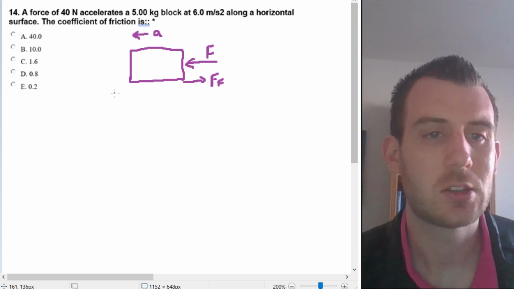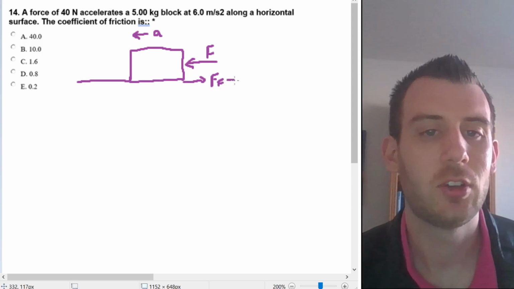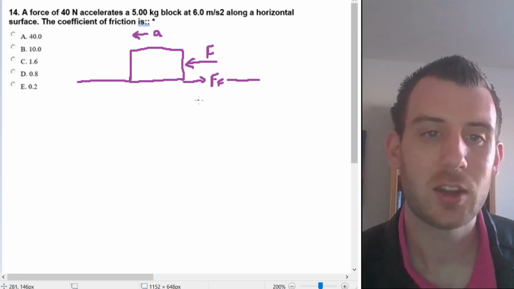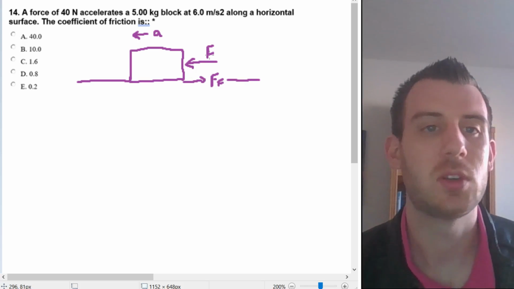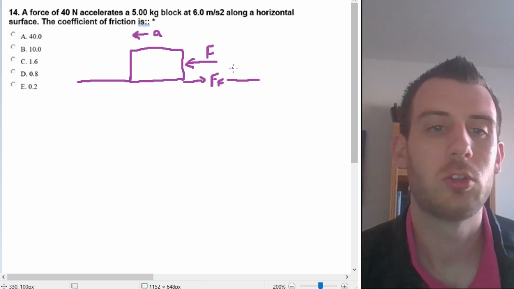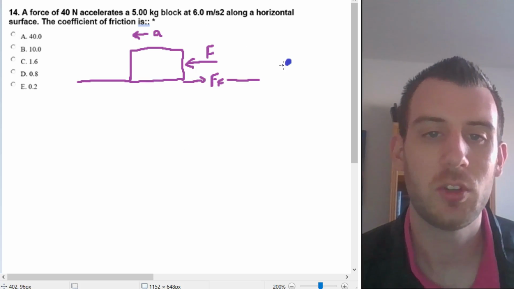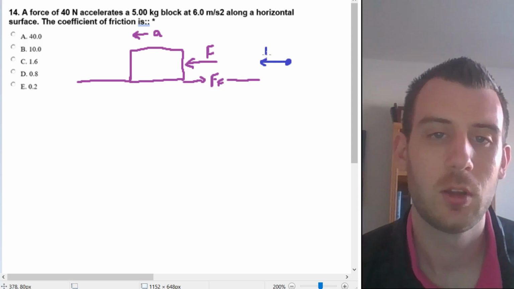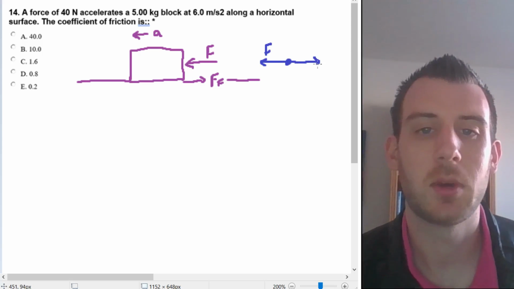It says it's a horizontal surface, so I can draw a horizontal surface, and that's just about all I've got. So that's my picture. What other kinds of pictures? Well, I'm seeing a lot of forces, and another way to draw a picture with forces is to do a free body diagram. So for the free body diagram over here to the side, what's happening to this point object? I've got the force that I am applying. I've got the friction, which is what is getting in my way.